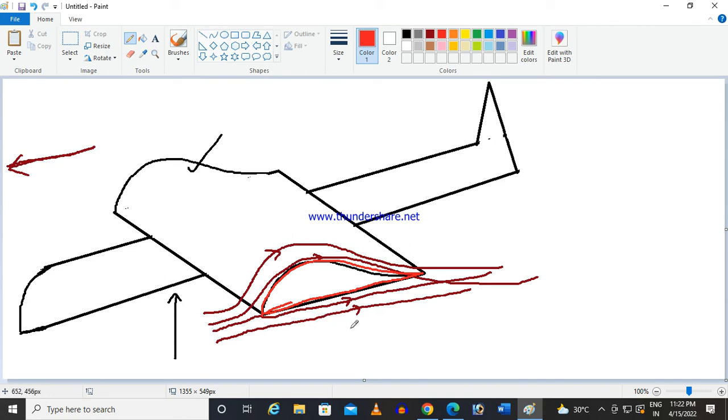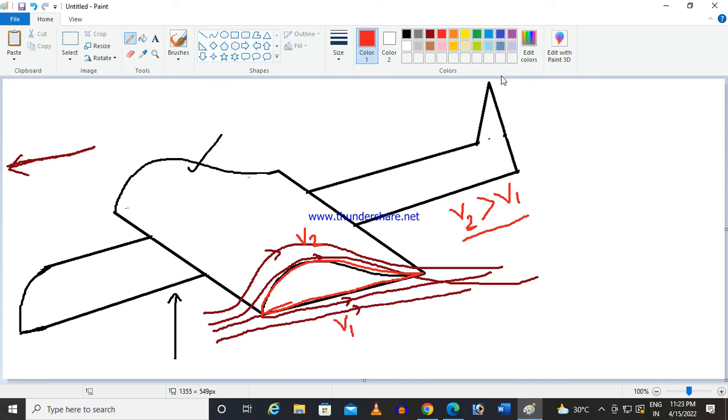So naturally the velocity at which the air particle moves at the bottom of the wing, say that is v1, and the velocity at which the air particle moves on the top of the wing, as this distance is more, the top distance is more, then definitely the velocity v2 should be higher than v1. Am I right?